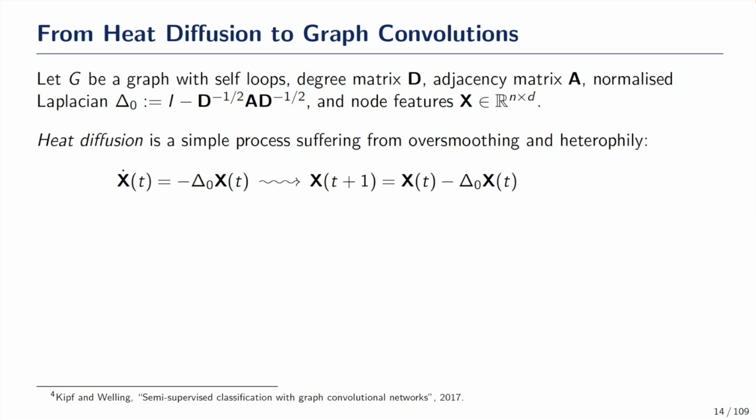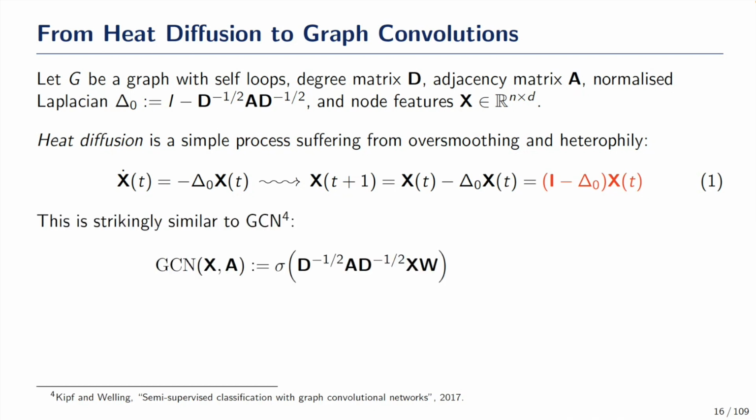Let's discretize this process and see something interesting. If we take the Euler discretization, we get this simple equation, and we can simplify it by using that the features are a common factor, and we get this expression in red. Now, let's look at graph convolutional networks. This is the definition you see in the GCN paper. You have the normalized adjacency as your aggregation operator, your diffusion operator, you have some features, some weights, and some nonlinearity. If you look at the definition of the Laplacian, it's a simple algebraic manipulation to see that we actually get the same red term in this GCN.